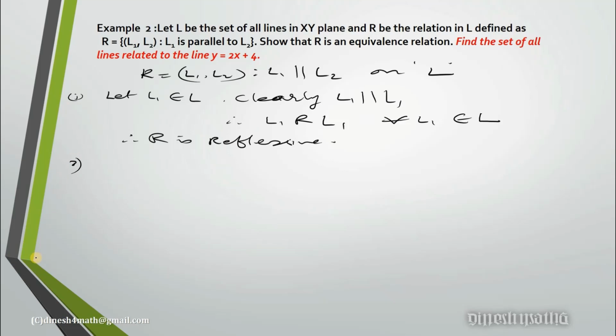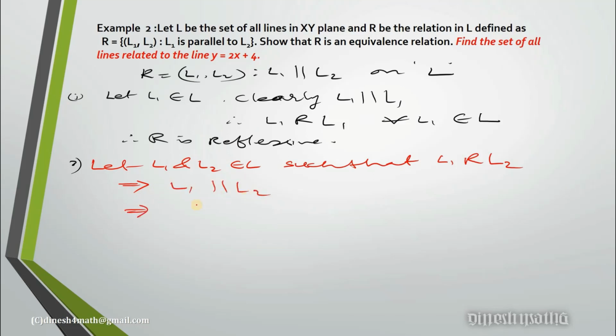Now the second case. In the second, let L1 and L2 belong to L such that L1 is related to L2. Now describe the relationship: L1 is parallel to L2. Now if L1 is parallel to L2, clearly L2 is also parallel to L1. So we can say L2 comma L1 belongs to R for every L1 and L2 in the given set L. So R is symmetric.